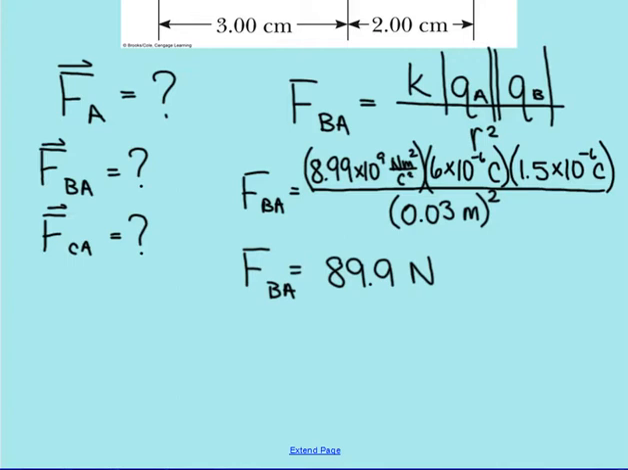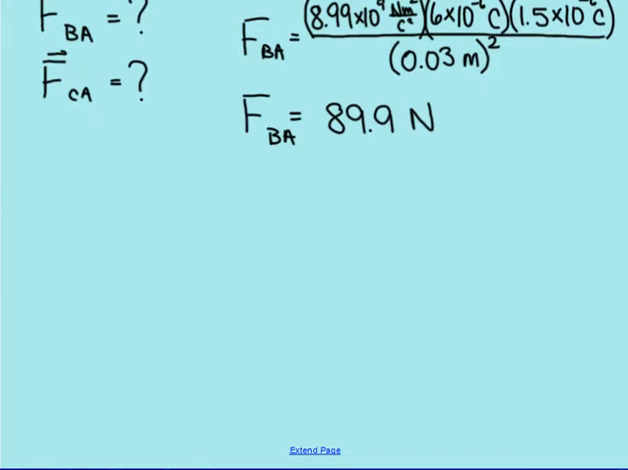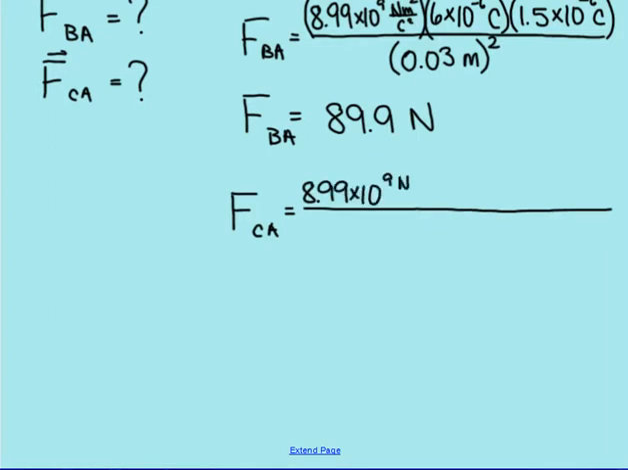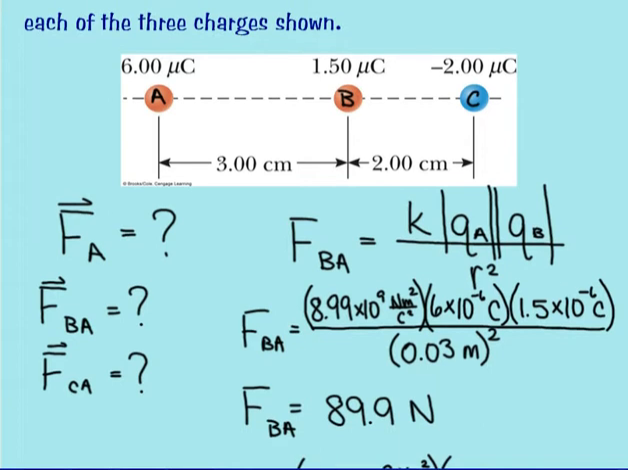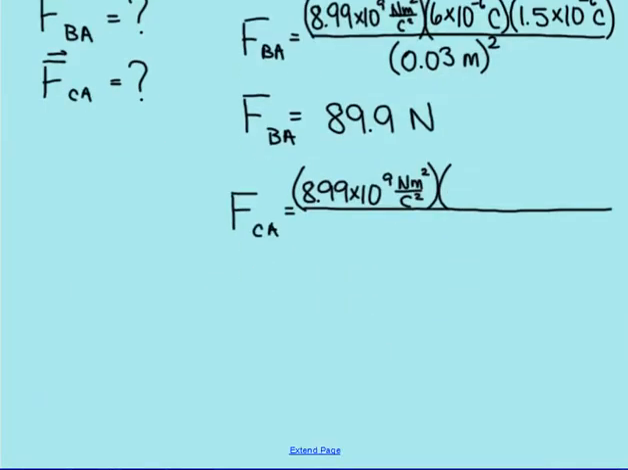We'll do the same thing, but now we're calculating the force that C exerts on A. Just the magnitude once again. So we still have the same K value, 8.99 times 10 to the 9th Newton meters squared per Coulomb squared. We still have the same charge for A, that's 6 microcoulombs, but now we'll use the 2 microcoulombs as the charge for C. Again, I'm ignoring that negative sign. And I'm also converting.